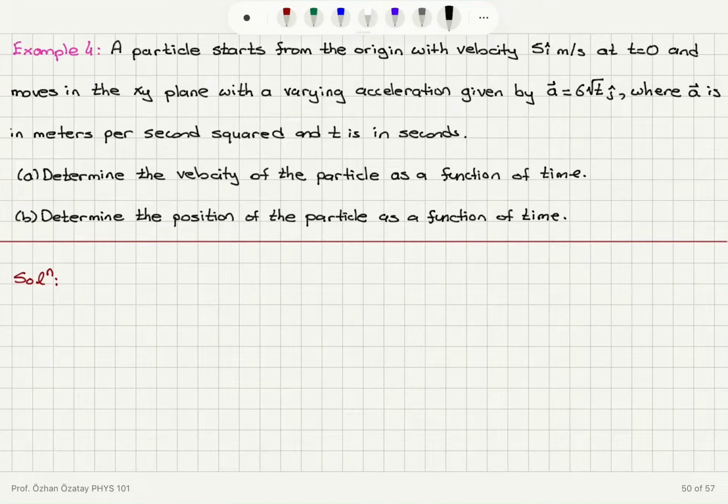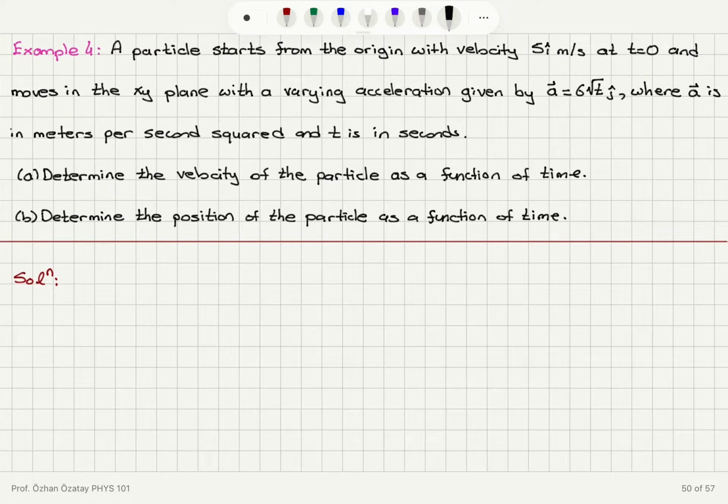Now we will continue solving more examples on kinematics for motion in 2 dimensions, and especially we will take a look at projectile motion. Okay, so the fourth example is a particle starts from the origin with velocity 5 i hat meters per second at t equals 0 and moves in the xy plane with a varying acceleration given by 6 square root t j hat, so it's in y direction, where a is in meters per second squared and t is in seconds.